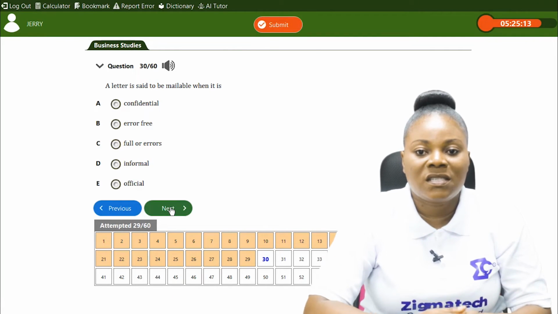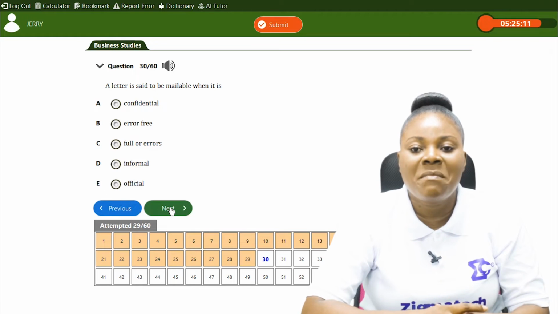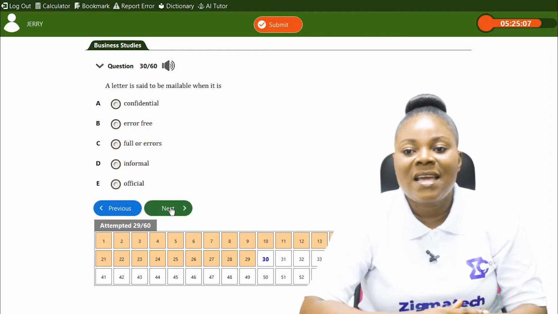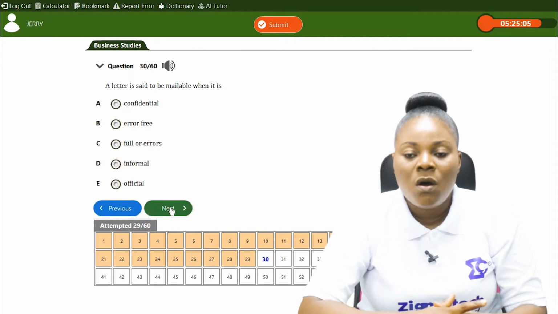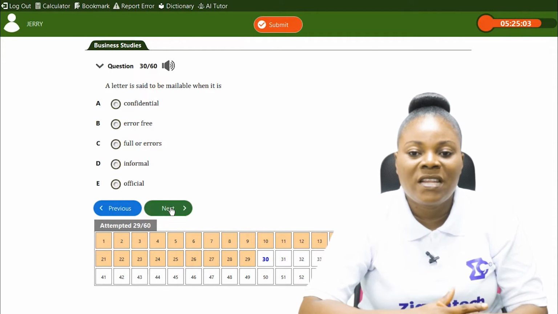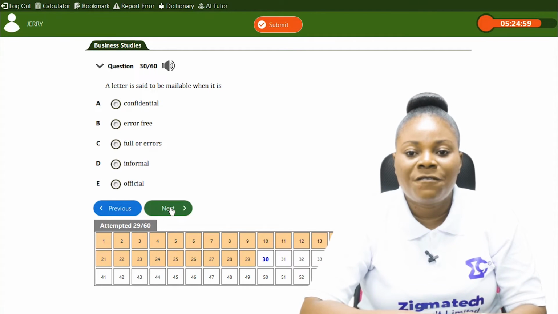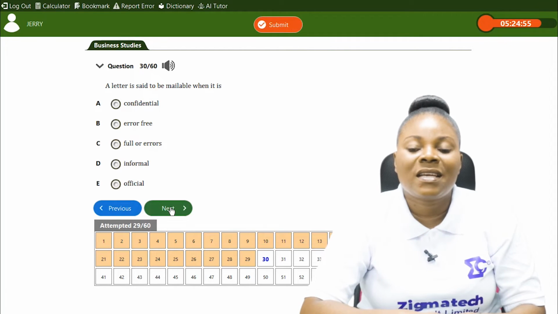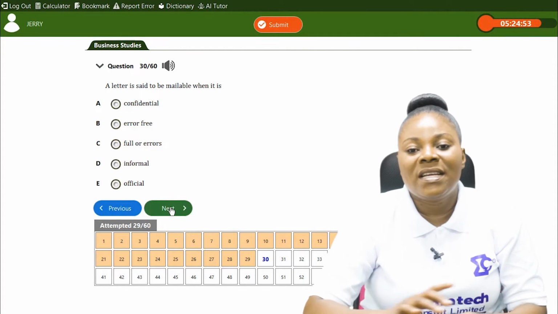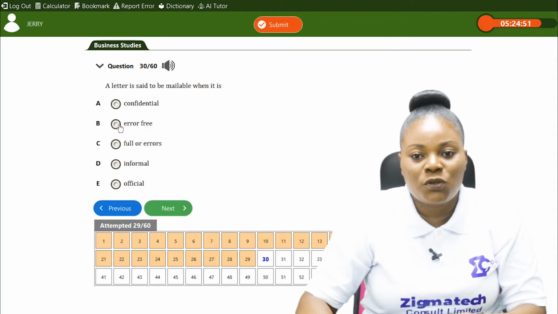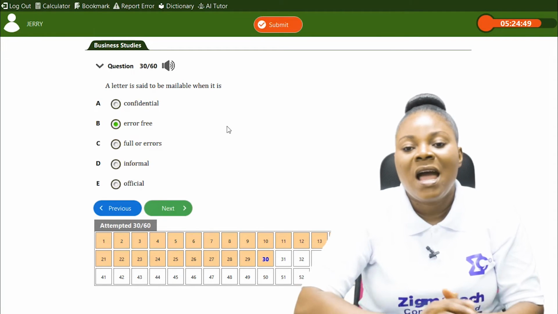Question 30, it says a letter is said to be mailable when it is dash. A letter is said to be mailable when it is dash. Confidential, error-free, full of errors, informal, and or official. So a letter is said to be mailable when it is error-free. Option B gives us the correct answer.